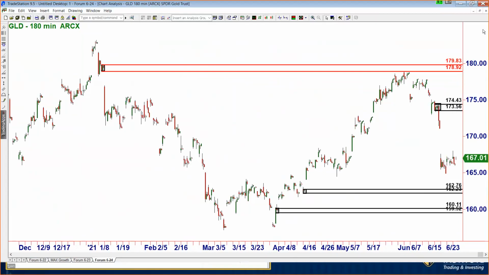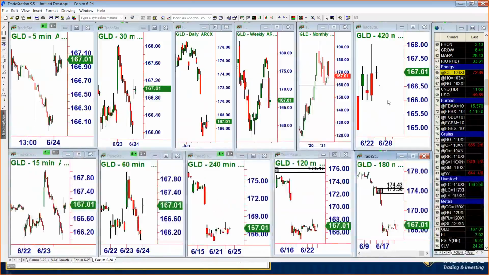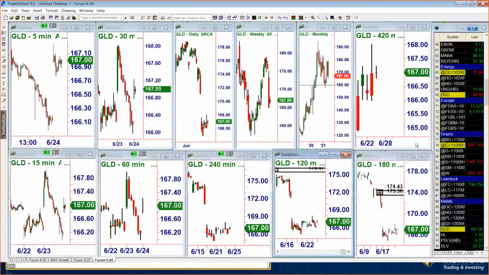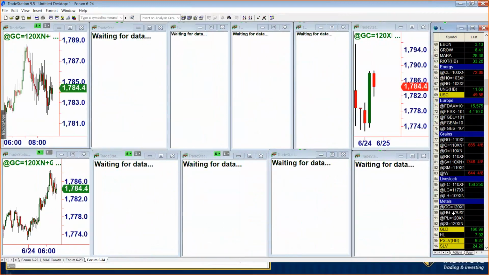All right, let's keep going. We can look at other charts of gold, but that's really the one that gives us the evidence that we're looking for. So we could probably move on to another market. Yep, gold futures are not going to be all that different, but we can certainly take a look.